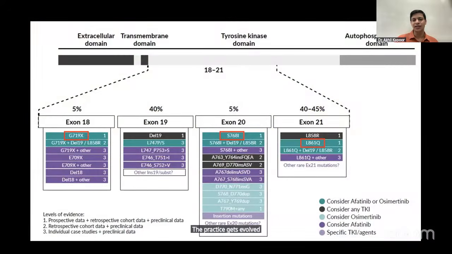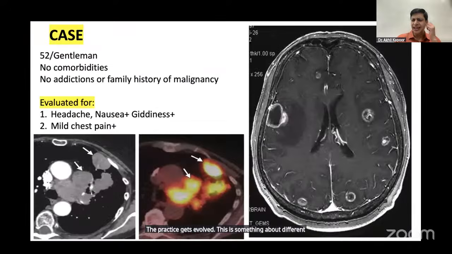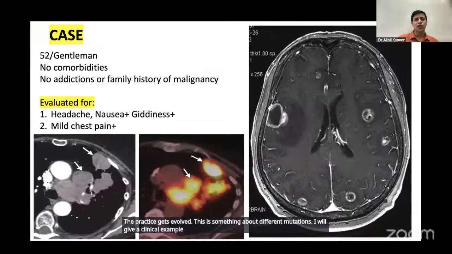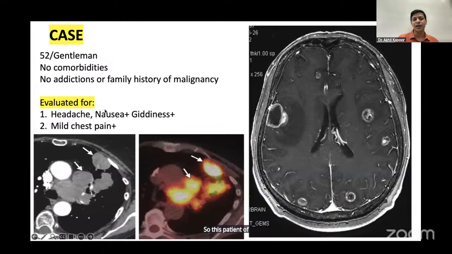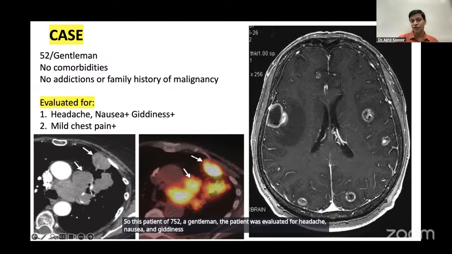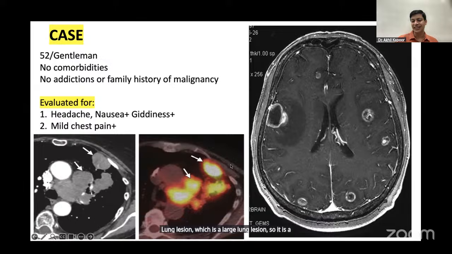This is something about different mutations. I will give a clinical example as well now. This patient of 75, a gentleman, was evaluated for headache, nausea, and giddiness. And this patient was found to have, in the MRI, as you can see, multiple brain metastases. And also there is a lung lesion, which is a large lung lesion. So it is a stage 4 metastatic lung cancer.